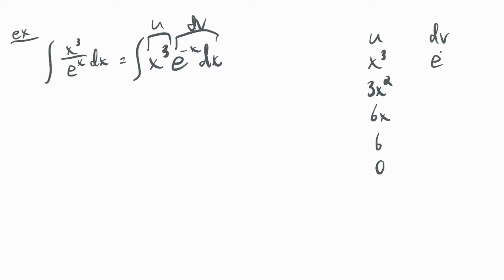Over here I have e to the negative x. And again, there's a dx, but I don't need it in the tabular method. Part of the benefit is you don't have to deal with differentials at all, right? You kind of avoid that.